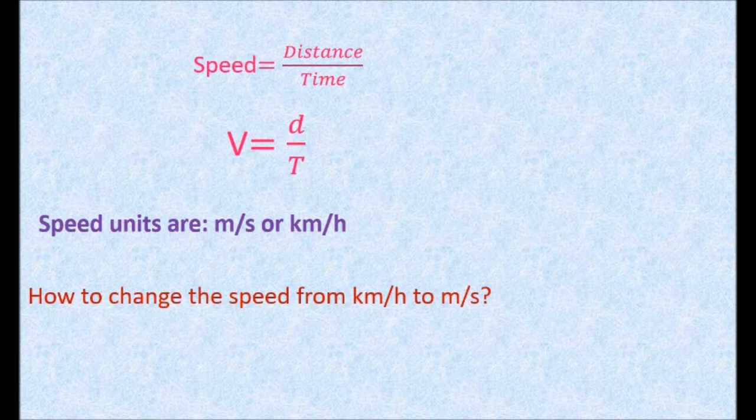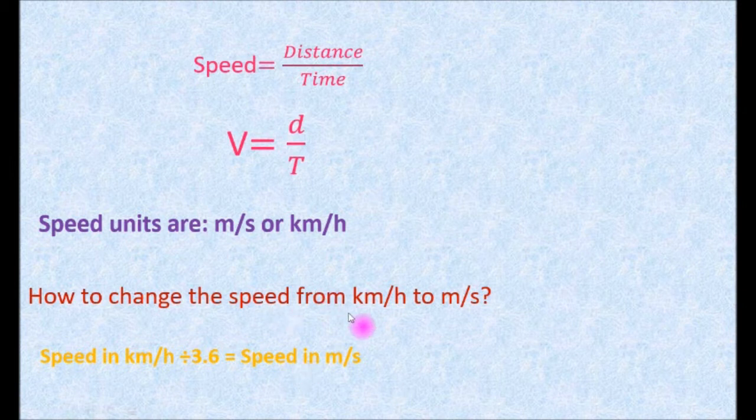In any problem, if we have the speed in kilometer per hour and we need to change it into meter per second, what will we do? We have many options. We can say that the value of speed in kilometer per hour divided by 3.6 will equal the speed in meter per second. Why divided by 3.6?